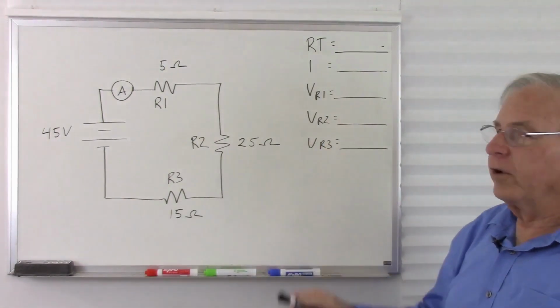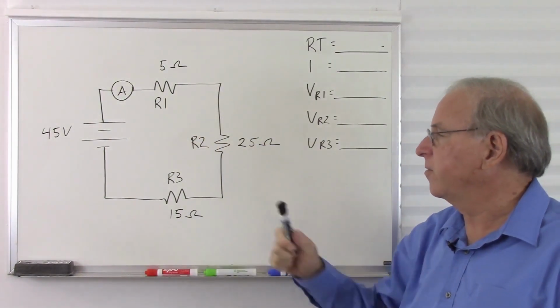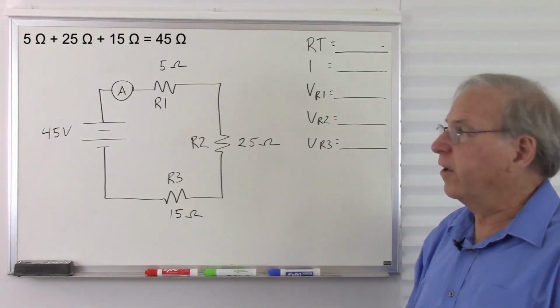First of all, the total resistance will be the sum of the resistors. So we have 5 plus 25 plus 15. That's going to be 45 ohms.